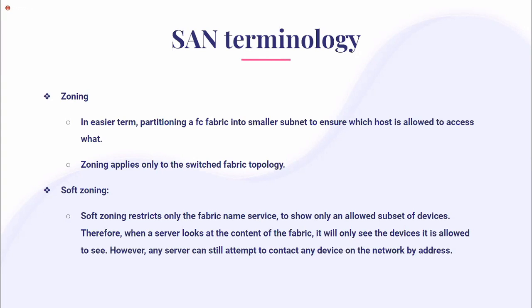Okay, next, zoning. Zoning, in easier terms, is partitioning FC fabric switches into smaller subnets, where we have defined the routes only for the hosts which are allowed to interact with each other. Basically, we are having paths only for those clients, storage and hosts which need to be talking to each other and sharing data. That's what zoning is all about, where you create multiple zones for similar kinds of devices which are allowed to use each other's data. It only applies to switched fabric topology. The other topologies, like peer-to-peer and hybrid, do not apply zoning.